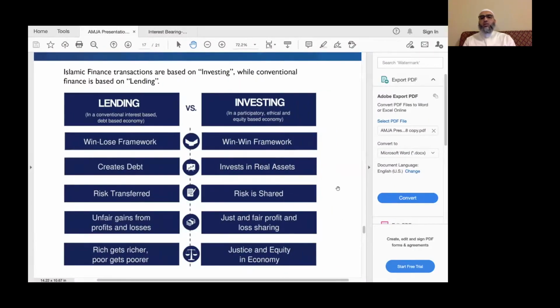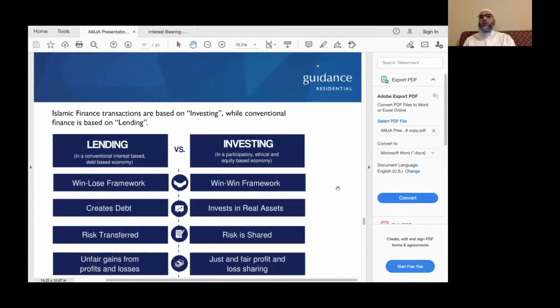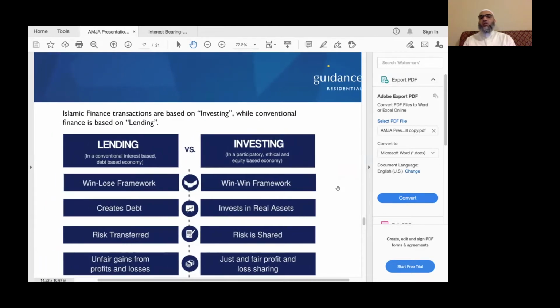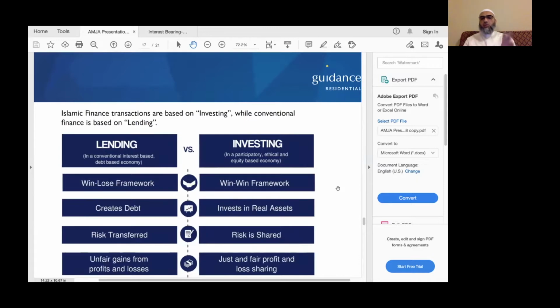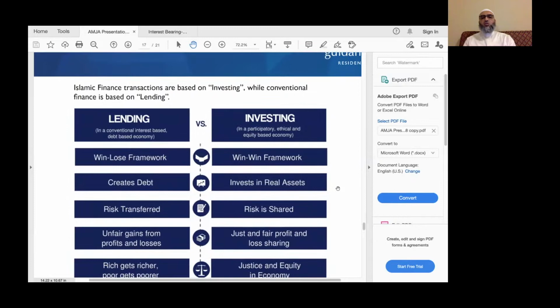By the way, those slides in particular have been prepared by my friend Khalid Sayyid, who is the CEO of Guidance Residential. That's an Islamic mortgage company, different from Guidance College. He put it in a very nice way, and I took his permission to use those slides. If you want to make a very quick comparison between conventional finance versus Islamic finance, okay? Why do we call it Islamic finance? What is the difference between Islamic versus conventional?